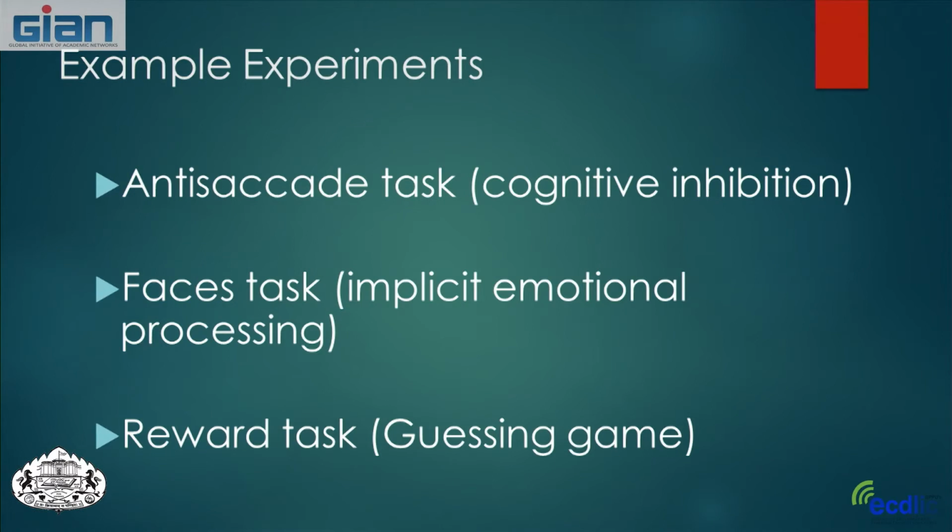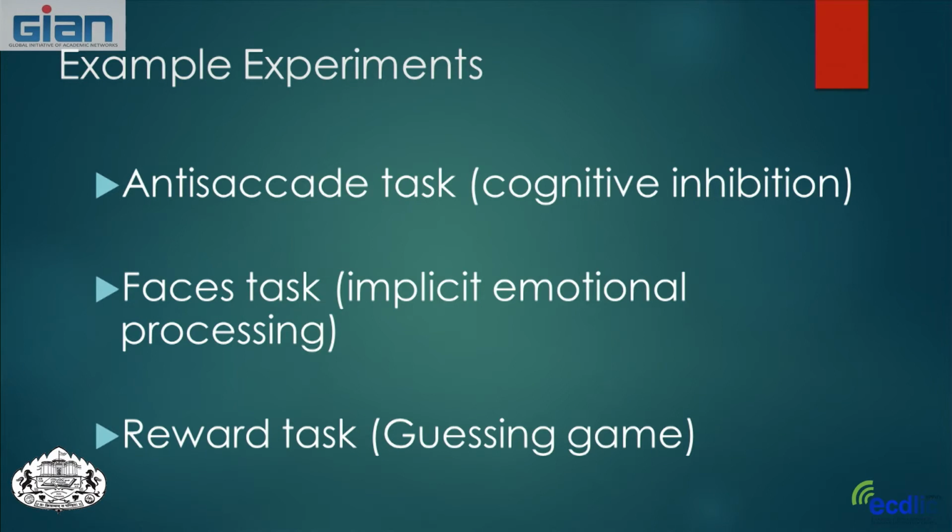So a study that I used to use when we first started doing fMRI was called the Antisaccade Task. And this study is designed to measure cognitive inhibition. So a saccade is an eye movement. And so we're going to look at that first.